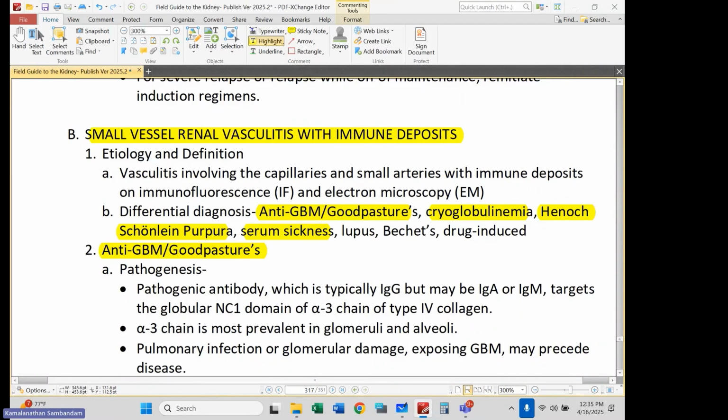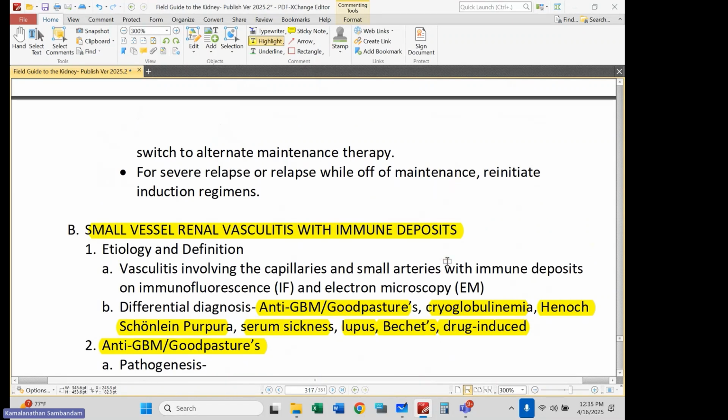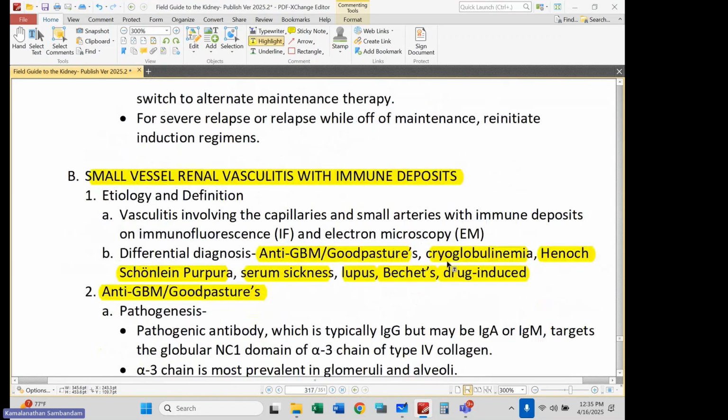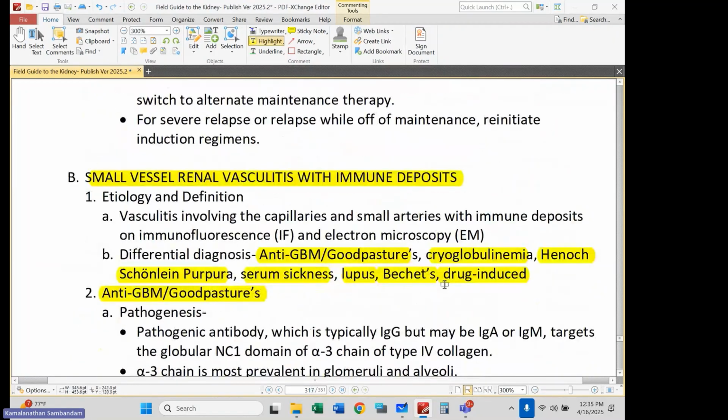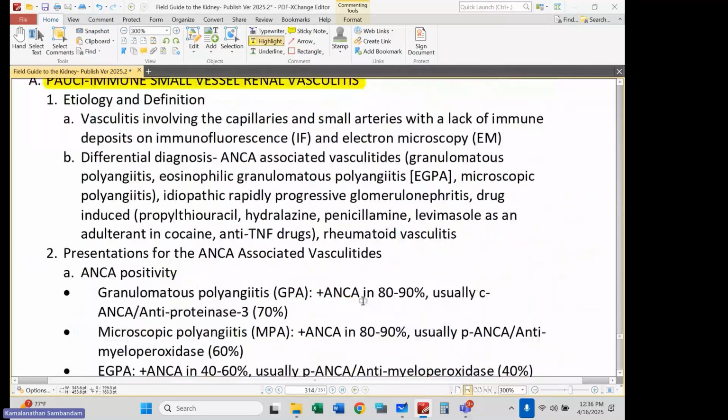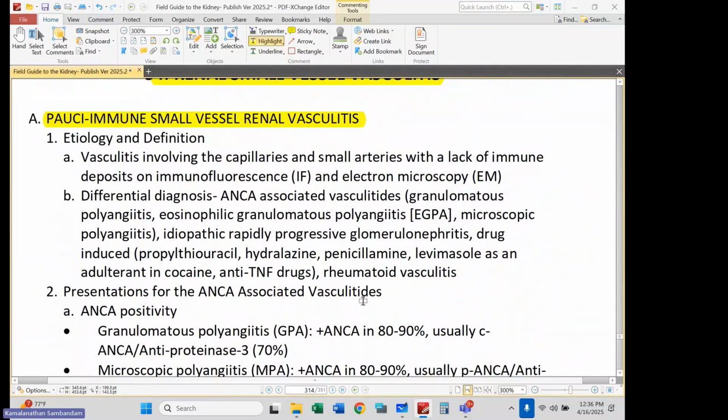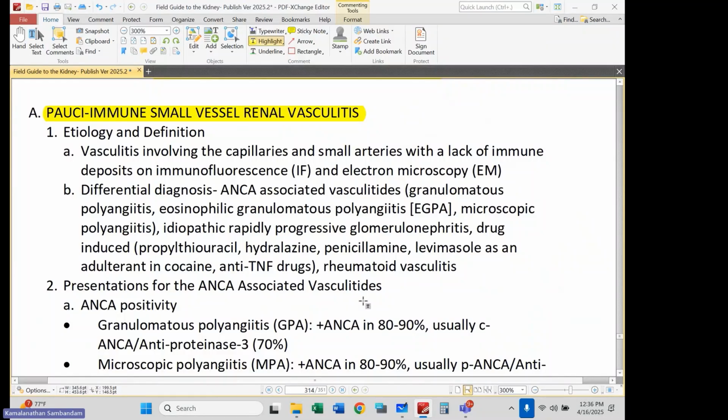Serum sickness would be another one. Lupus can do this. Behçet's, very rarely. And then drug-induced small vessel vasculitis. We've had a couple of those where someone was on their hydralazine and presents with a small vessel vasculitis. You can maybe characterize the levamisole-induced small vessel vasculitis as a form of drug-induced vasculitis. All right, so pauci-immune small vessel vasculitis is the one we'll cover first.